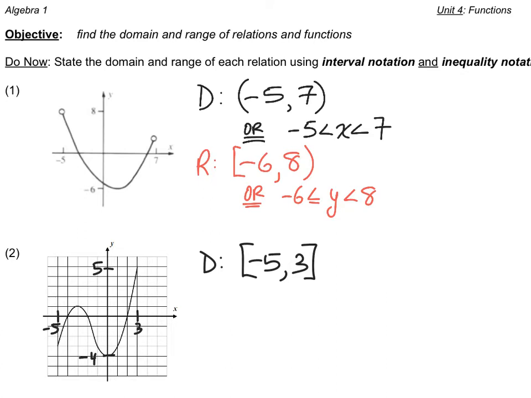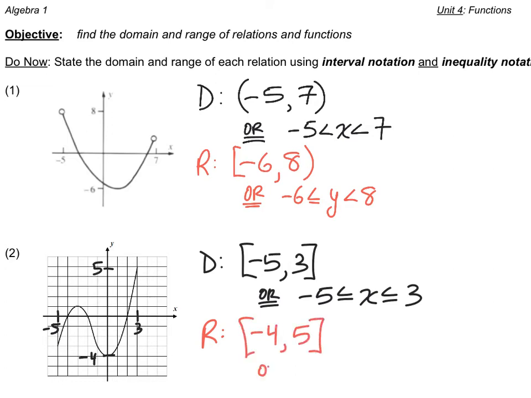All right. So, or I'm just going to write the same thing just with the inequality notation. So the range. What's my range? -4 to 5. The same deal, brackets.